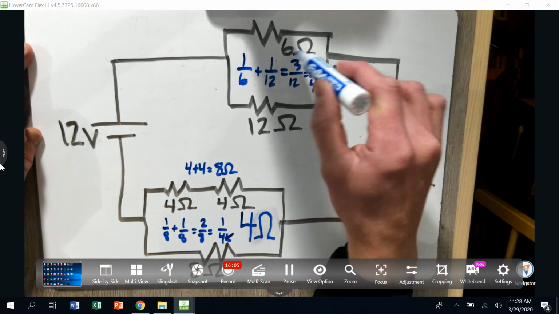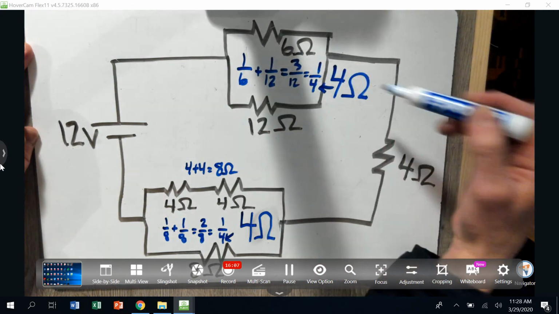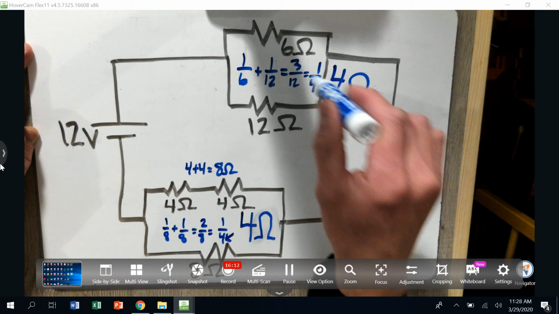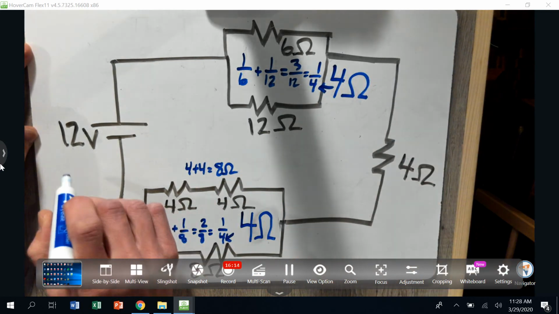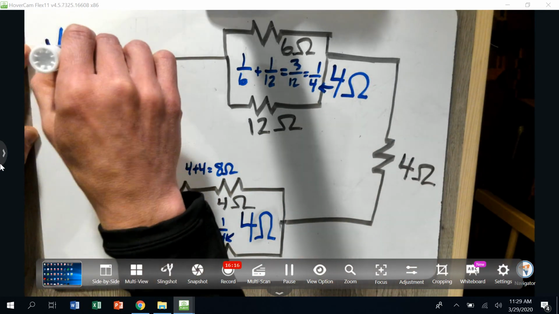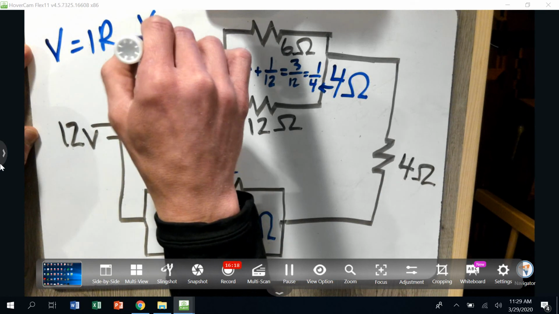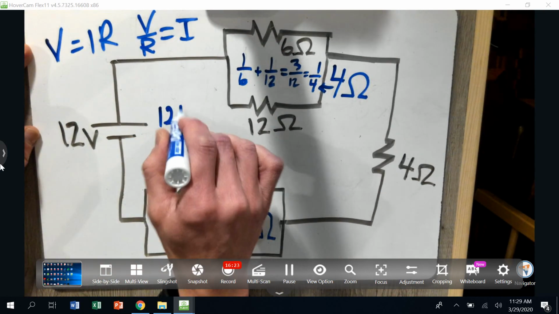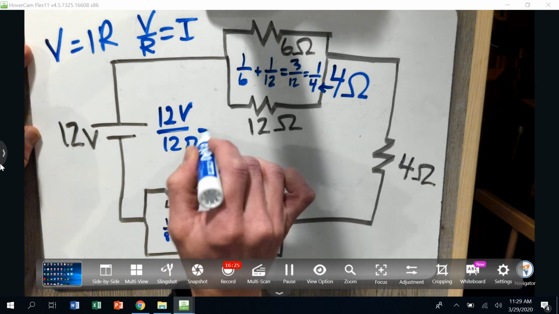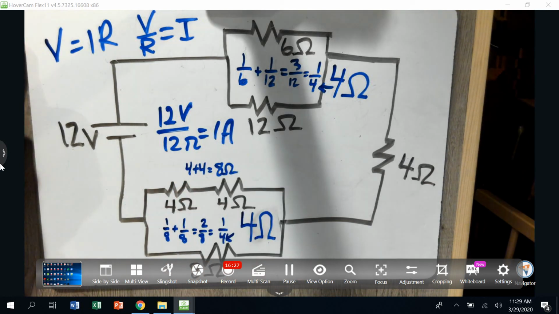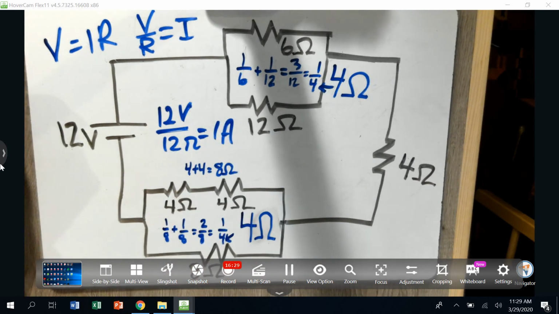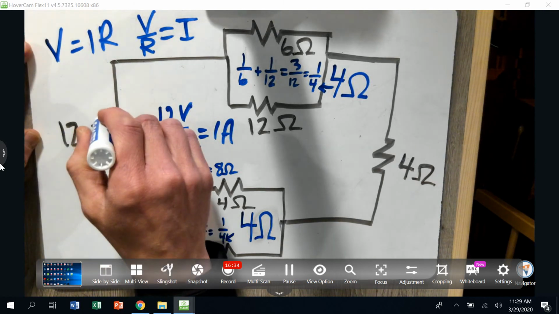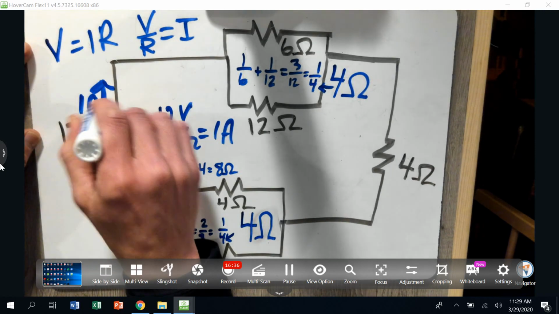Okay, so I've got one big 4 ohm resistor up here. I've got a 4 there. I've got a 4 there. That equals total 4 plus 4 plus 4 is 12. So if I apply my Ohm's law, voltage divided by resistance equals current. So I'm going to have 12 volts divided by 12 ohms, and I'm going to be left with that 1 amp again. You can see I've tried to make these mathematically pretty straightforward. Okay, so that means 1 amp leaves the battery.